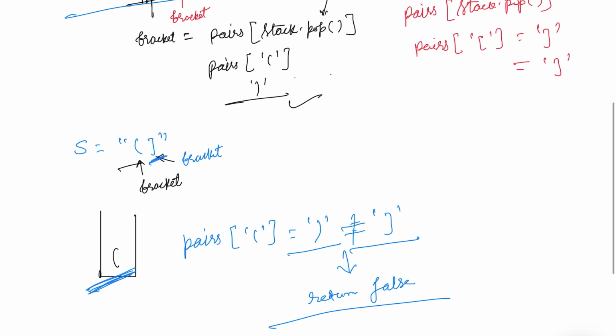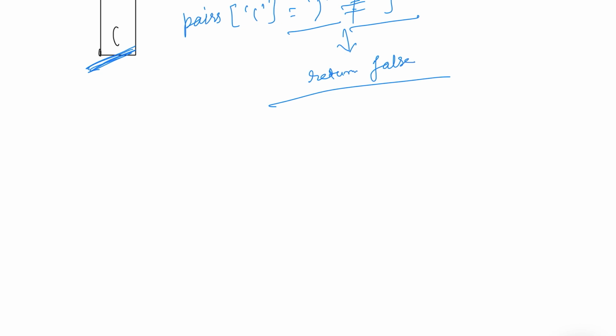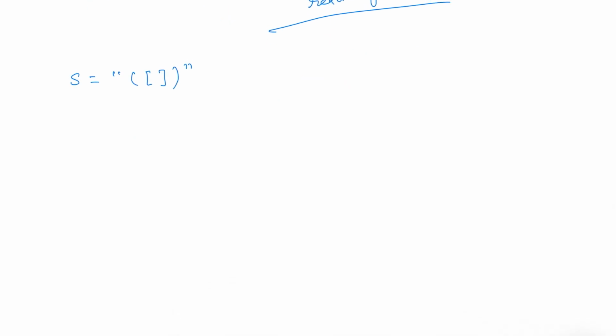We can take another example also. Say another string is like this. See what will happen for this. We'll check each bracket against the keys of the dictionary pairs, and whatever is a key of the pairs dictionary in this string will be pushed inside the stack. So this is a key of pairs, and this is also a key of pairs, so it will be pushed inside the stack.